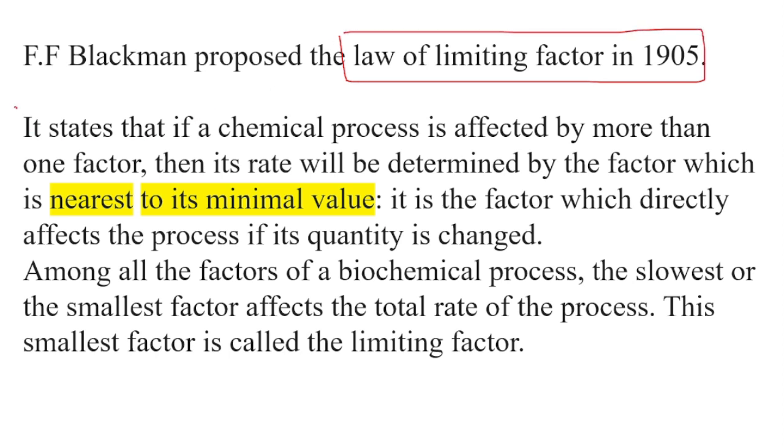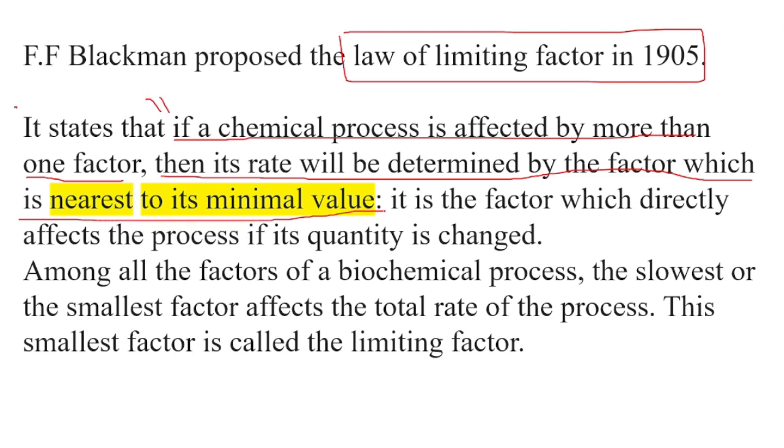What it states is that if a chemical process is affected by more than one factor, like CO2 and sunlight, then its rate will be determined by the factor which is nearest to its minimal value. It is a factor which directly affects the process if its quantity is changed.